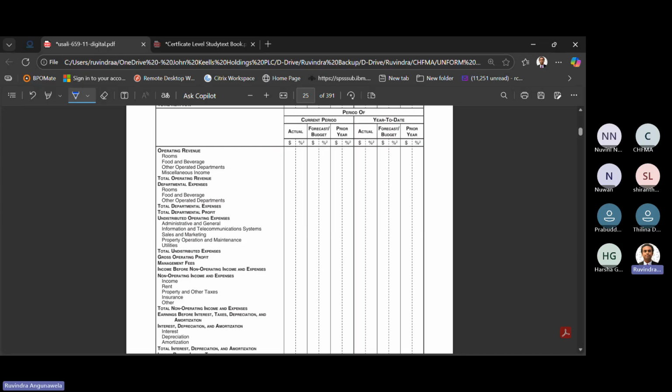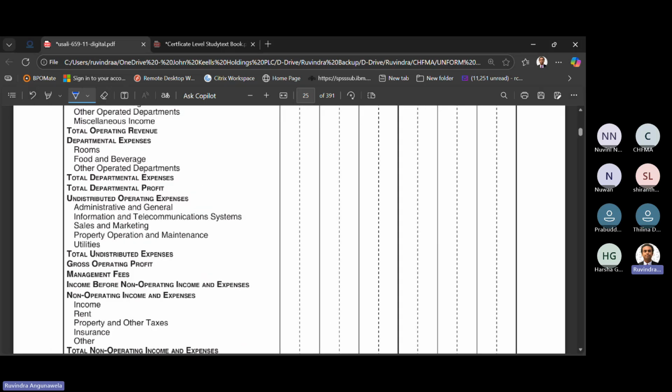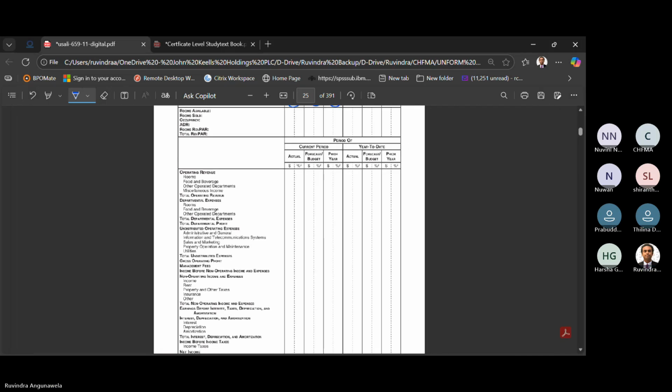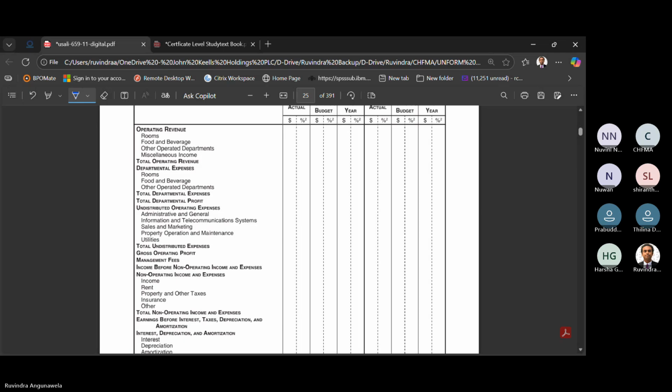All what you can see here is the same thing, but now we have several layers inside. So now we're going to dissect those layers and understand what they mean. Starting with the revenue. We start with the operating revenue.